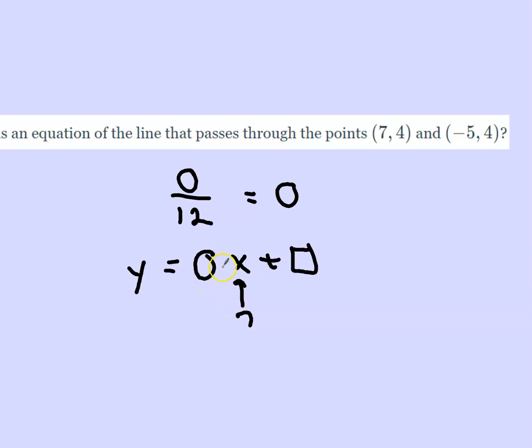Okay. If I put 7 in there, what's 0 times 7? Well, 0. Okay. When it's all said and done, I'm supposed to get 4 for y. So what are you going to add on to 0 to get to 4? 4. So you get y equals 0x plus 4.